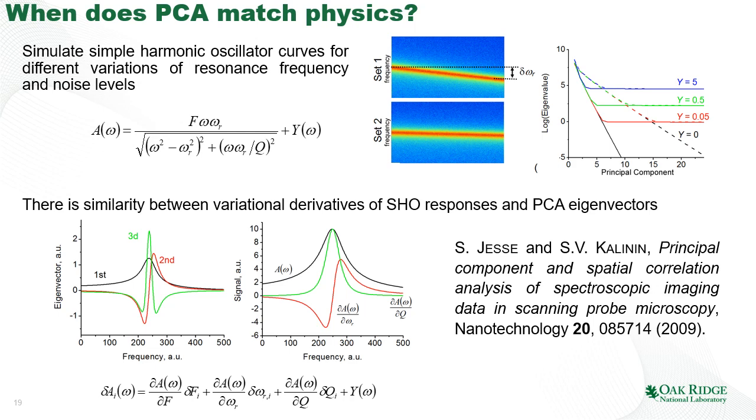And the reason why it happens is very simple, because the variational derivatives are orthogonal by definition, and the principal components are orthogonal by definition. So in this case, we have a matching between the physics of the SHO process and the PCA eigenvectors, and therefore they resemble each other. That sometimes gives you valuable clues as to how your microscope works, but this is rather unusual.